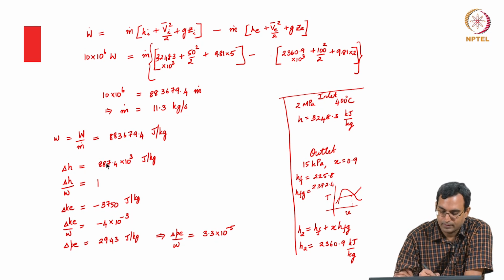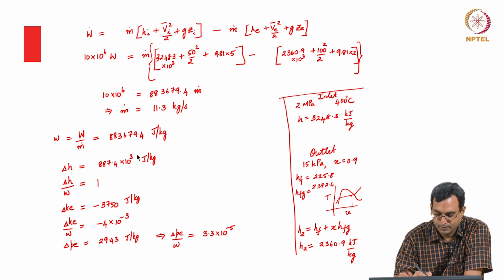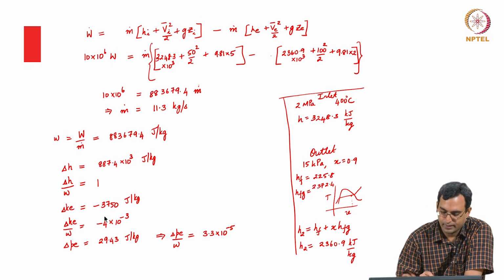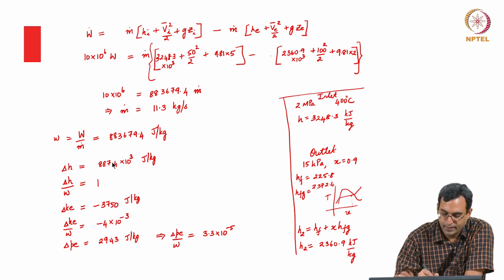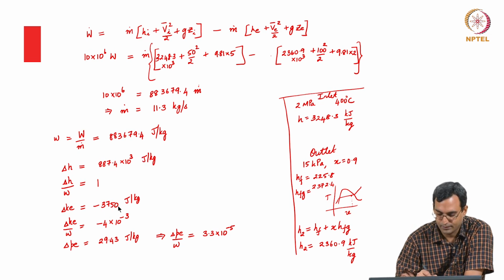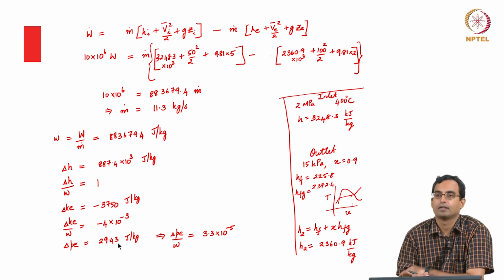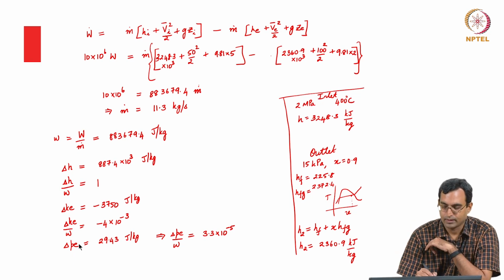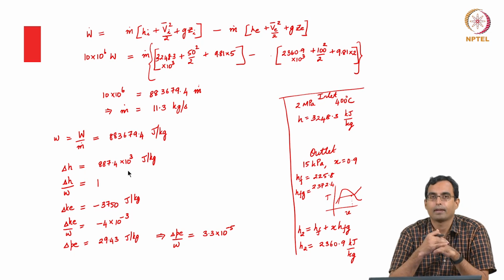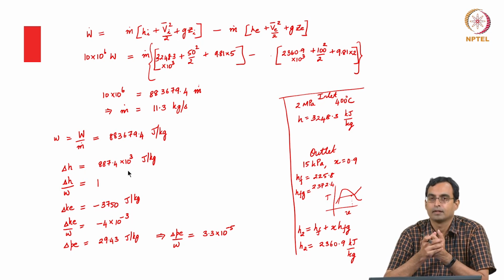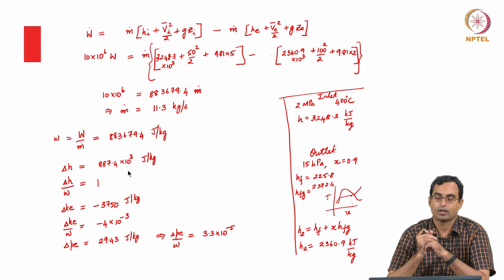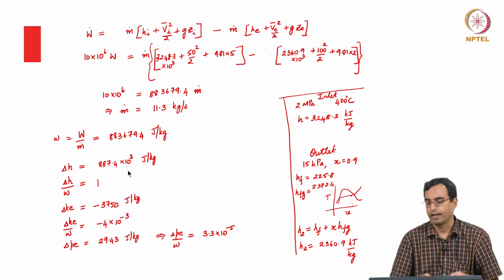For example, here we see that change in enthalpy is 887 into 10 power 3, whereas change in kinetic energy is 3750. So this is 8870 into 100, this is 3750 and this is only 29. So we see that these values are much smaller than this, which is why it usually makes sense to ignore changes in potential and kinetic energy when we are dealing with substances like, say, steam and air. So the main contribution to work is only because of change in enthalpy of the substance.